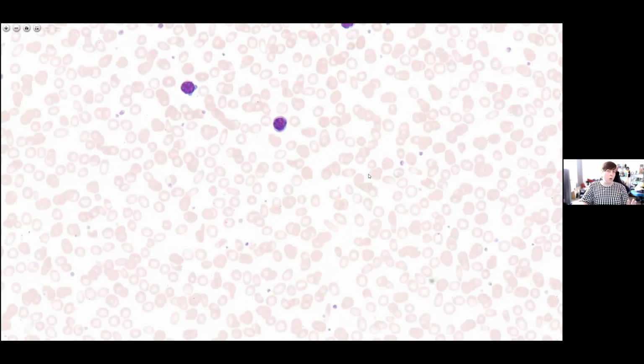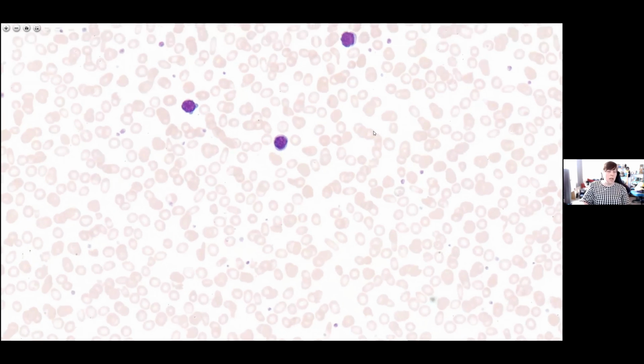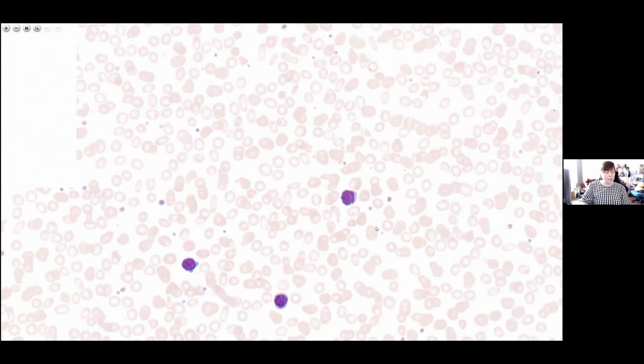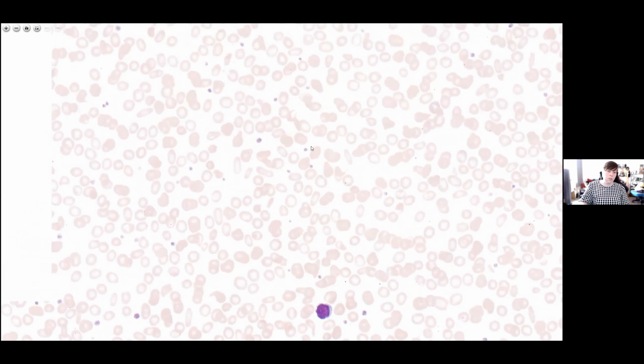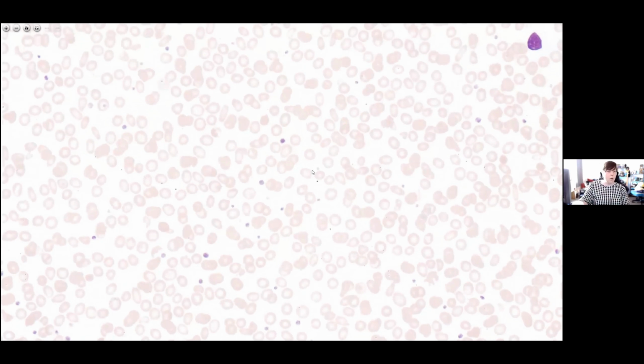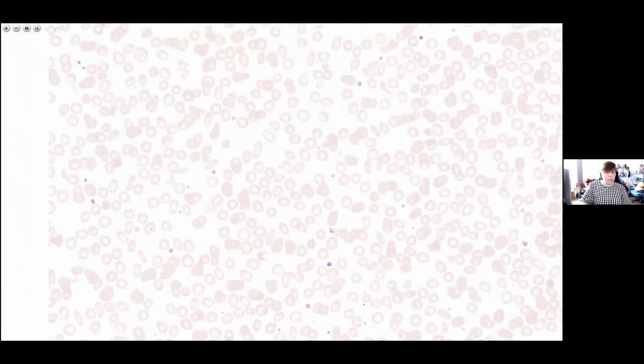So we have a hypochromic microcytic picture, but as Ali said in the beginning, a hemoglobin of 109 is normal for pregnancy. So this patient's not anemic. So it's unlikely that this would be an iron deficiency, and more likely that it may be something else. And we'll have a look around and see if we can find other poikilocytes that might help us to guide where our diagnosis is going to go.